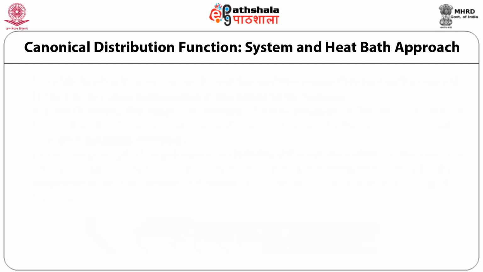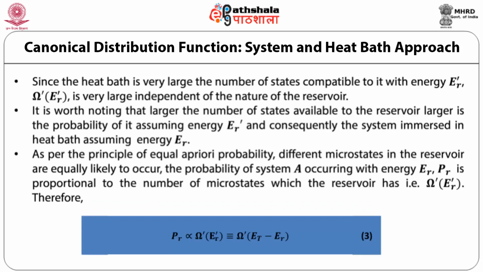Since the heat bath is very large, the number of states compatible to it with energy ER dash, represented by omega dash as a function of ER dash, is very large and is independent of the nature of the reservoir. It is worth noting that the larger the number of states available to the reservoir, the larger is the probability of it assuming energy ER dash, and consequently the system immersed in the heat bath assuming energy ER.